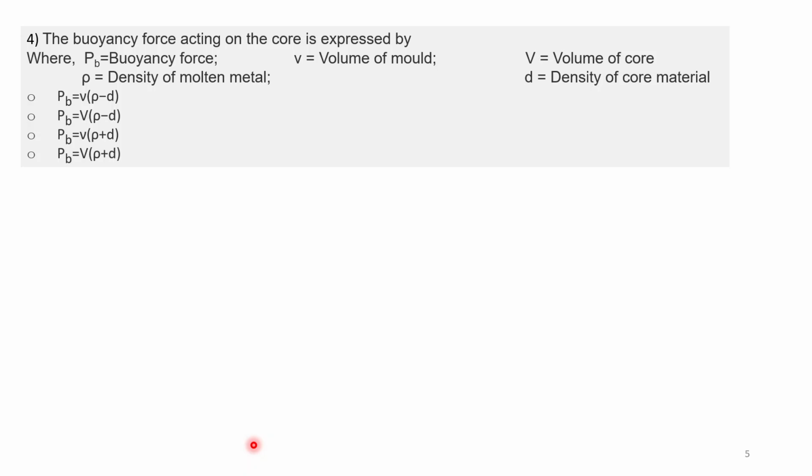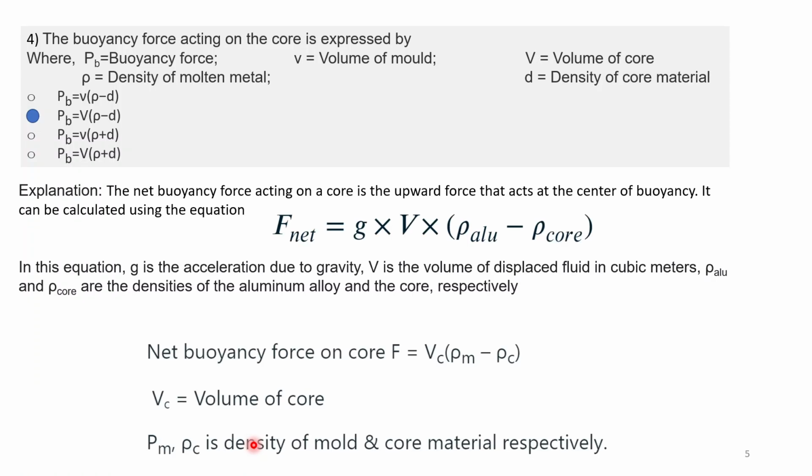Now the force acting on the core is expressed by, your options are given here, so this is the formula. F net will be equal to g times volume times (rho of aluminum minus rho of core). Rho is the density of aluminum and core, V is the volume of the displaced fluid in cubic meters, and g is the acceleration due to gravity. Now this can be written in this format as well for the core: Vc times (rho m minus rho c).